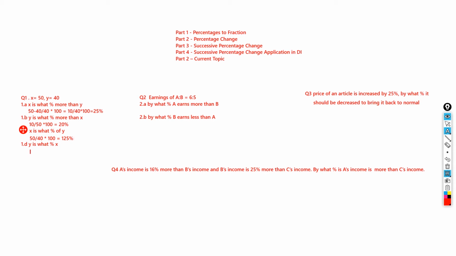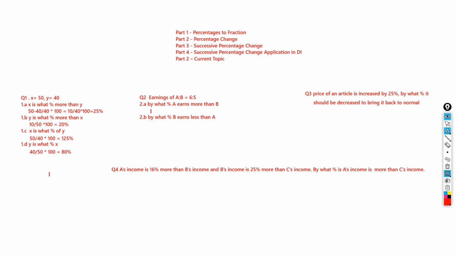Now the next question is, y is what percent of x. Here we have to do the reverse: 40 divided by 50, where the denominator is the quantity mentioned after "percent of", which is x. So 40 by 50 into 100. Will this be the same? Obviously no, this will be 80%. We can clearly observe that y is only 80% of x, meaning that y is less than x. Yes, y is less than x, so these conditions are satisfied.